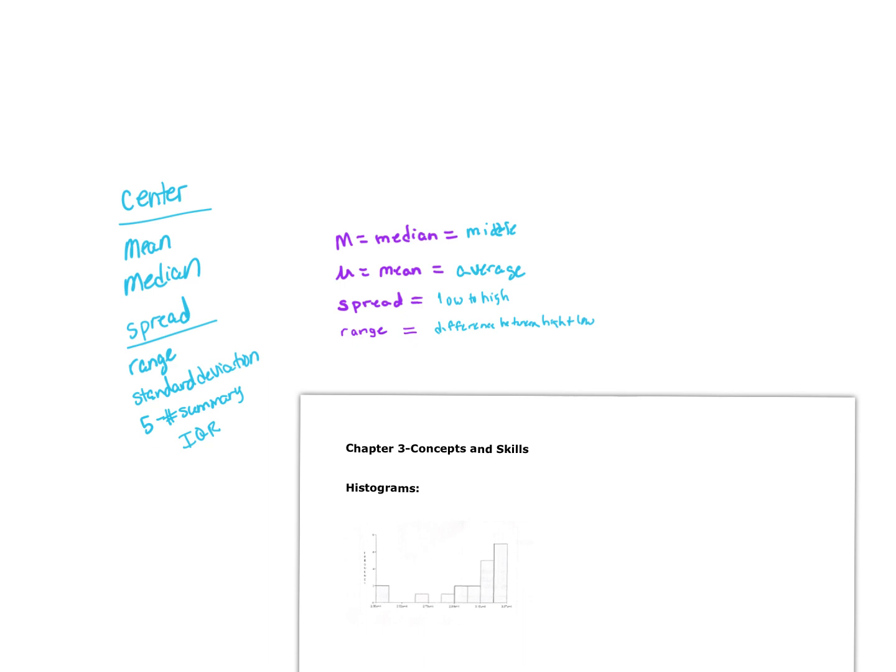Okay, so if we are looking at a set of data, we need to be able to describe it, and we need to talk about the center. We'll have to decide based on the data whether we should use the mean or the median, and we'll talk about that. And then to describe, we also want to be able to describe the spread. So we want to talk about the center and then the spread. To describe the spread, we're either going to use the standard deviation or the 5-number summary and/or the IQR.